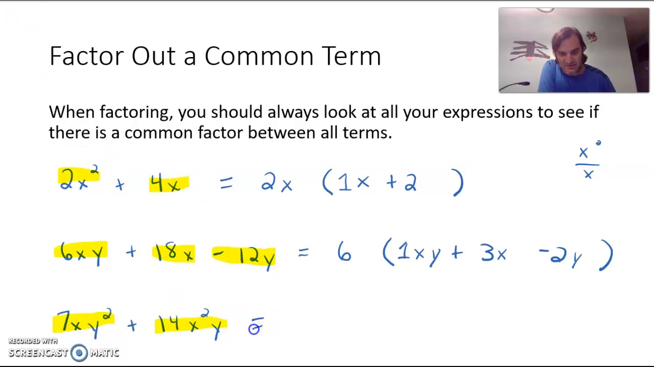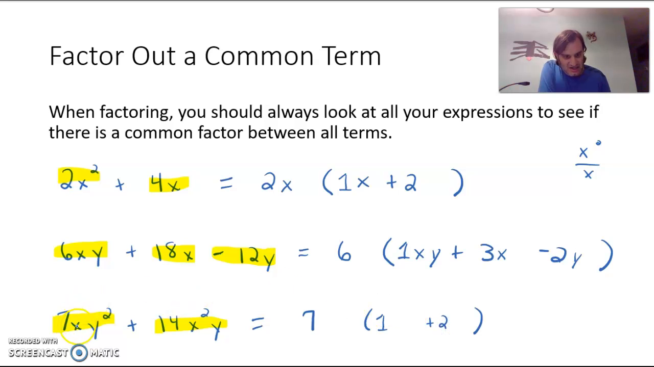Okay. My last example down here has 2 terms, 7xy squared plus 14x squared y. So I'm looking for anything to have in common. So I'll start with the numbers. 7 and 14 are both divisible by 7. It may not be so obvious in other questions, but if I divide 7 by 7, I get 1. If I divide 14 by 7, I get 2.